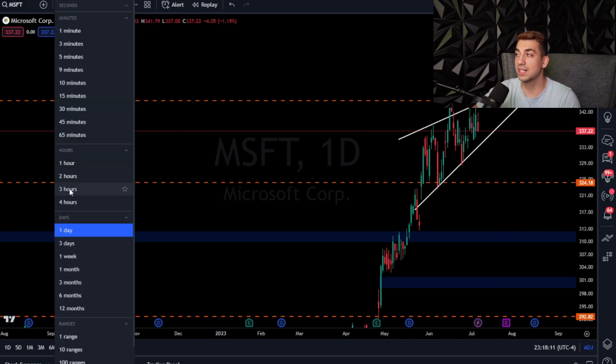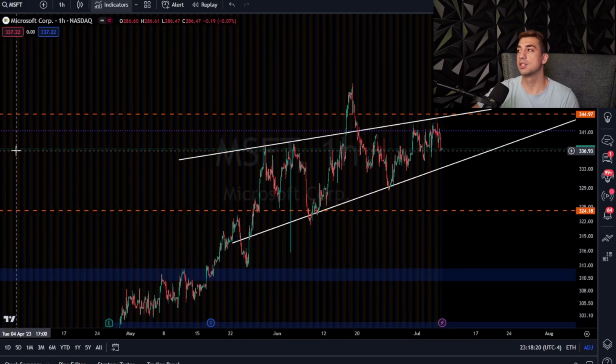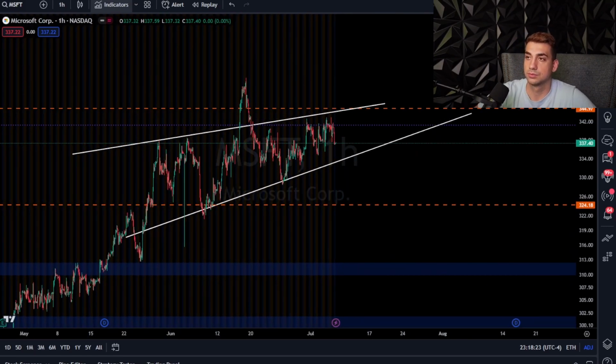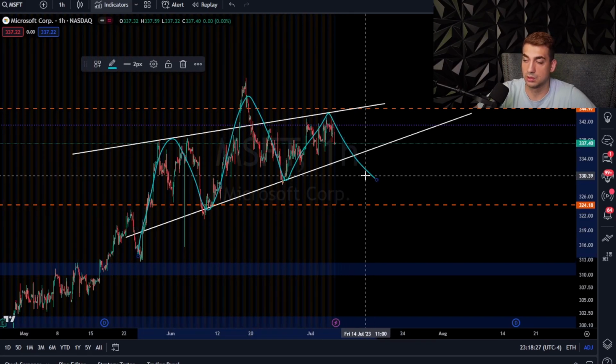Now for the daily, I like to jump into the hourly. In the hourly, what do you see here? And if you see it, you have 5 seconds to see it. Hope you did. All right, looking for this major head and shoulders.